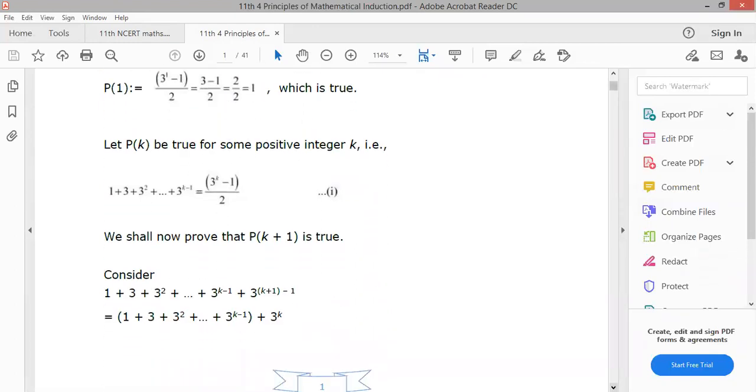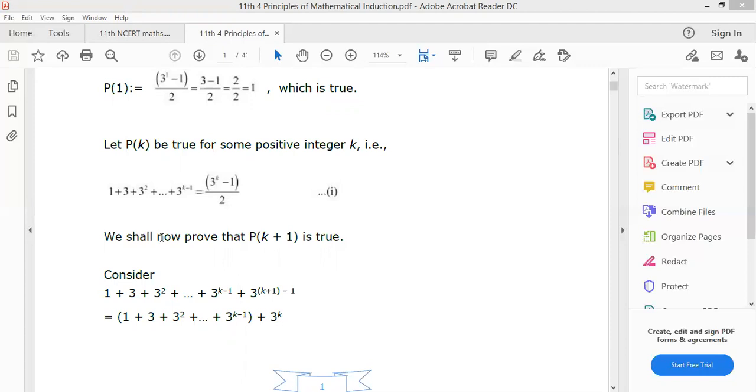Next, the next step of this is, we will now go to the inductive step. That is, we will suppose the result is true for n equal to k, and we will prove the result for n equal to k plus 1. So how can we do that?